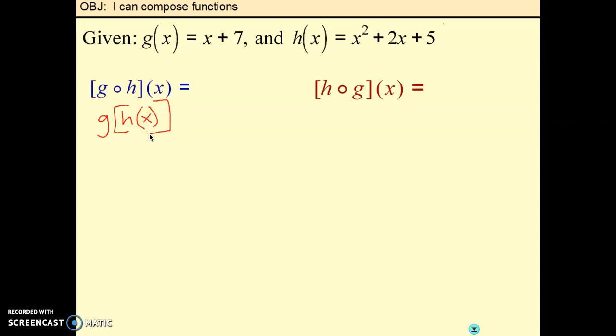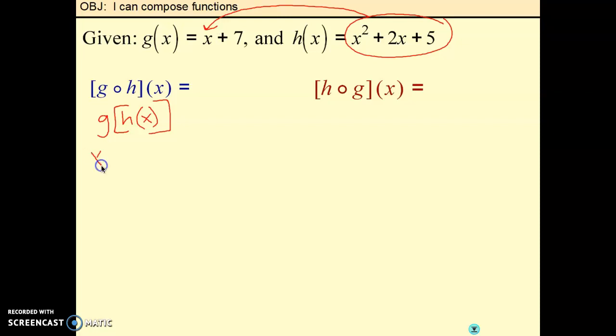H of x, I just know, is this whole expression. That is the function h in terms of x. Well, I'm taking all of that. I don't have a number to plug in for those x's, so I'm just taking that expression as is, and I'm plugging that into the g function.